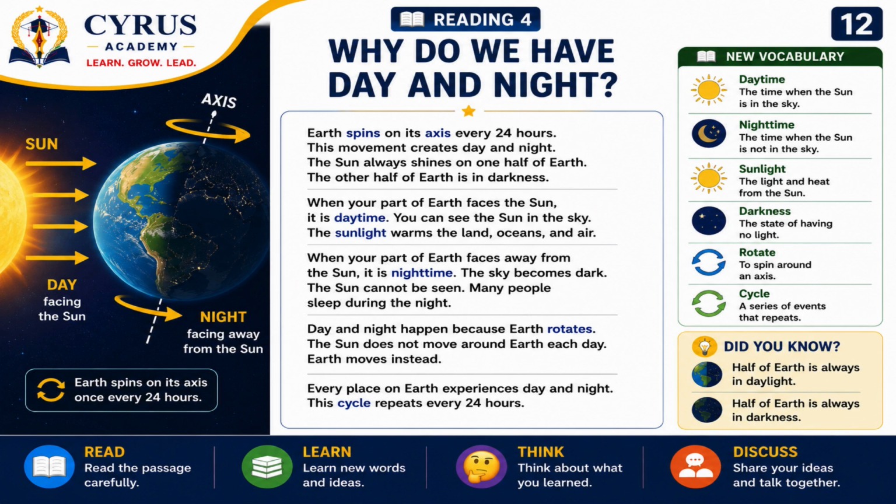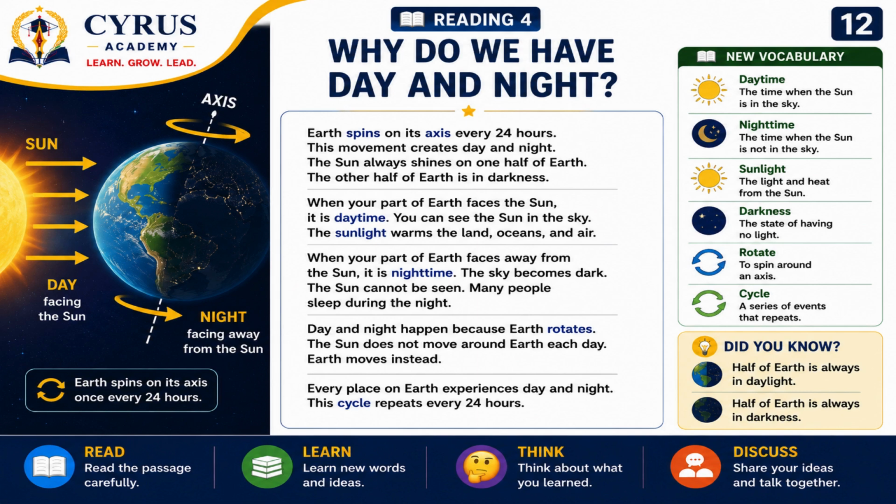Why do we have day and night? Earth spins on its axis every 24 hours. This movement creates day and night. The sun always shines on one half of Earth. The other half of Earth is in darkness.